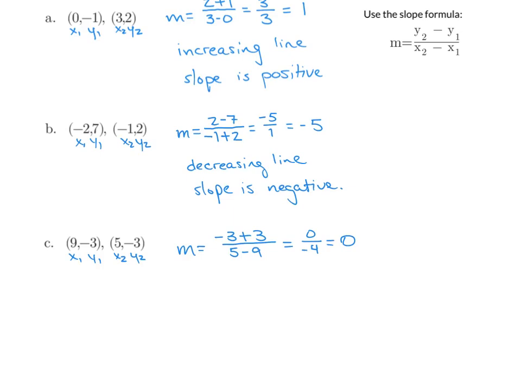Remember, if 0 is in the bottom, it is undefined. If 0 is on top, it is just 0. So what kind of line do we have here? This is a horizontal line. I can walk on a flat surface. Undefined is a vertical line. I cannot walk up the wall. That is undefined. And why is this a horizontal line? Because the slope is 0.